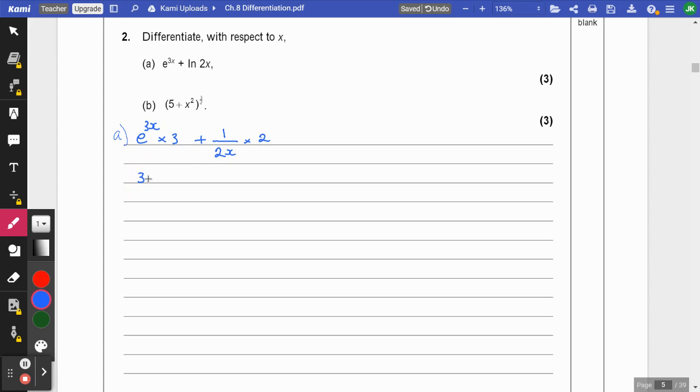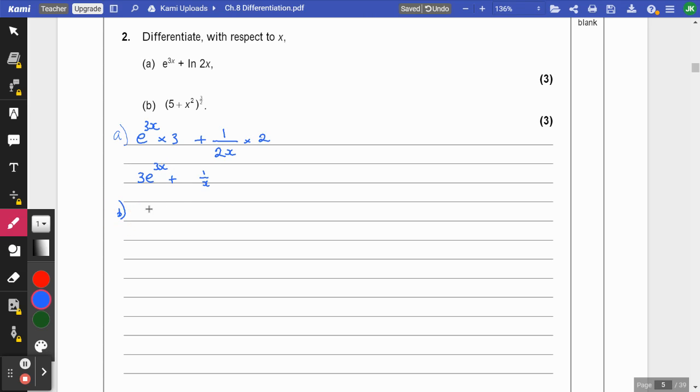So we have 3e to the 3x plus, this simplifies to just 1 over x. 2's cancel. So that's part A done.